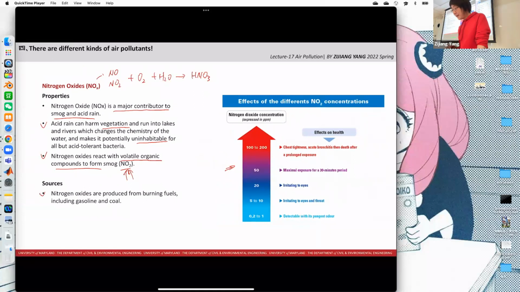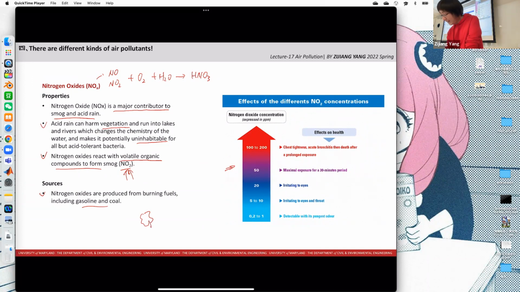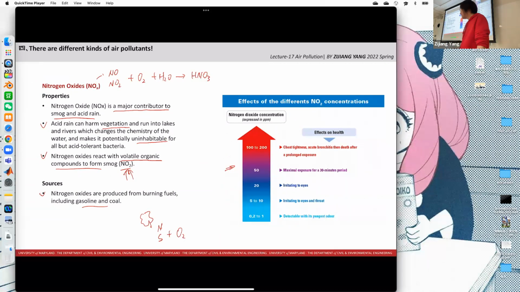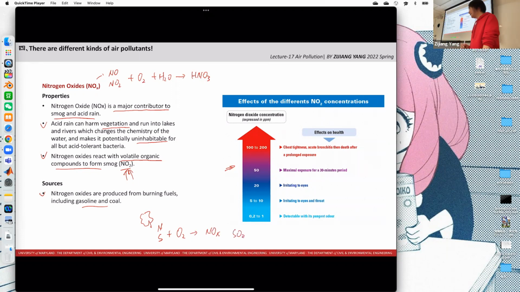As for the source, nitrogen oxides are produced from burning fuels, including gas or coal. Coal mainly consists of hydrocarbon or carbon, but because coal comes from dead organisms, and dead organisms may contain some nitrogen or some sulfur, when we burn this material we may produce nitrogen oxides or sulfur dioxide.